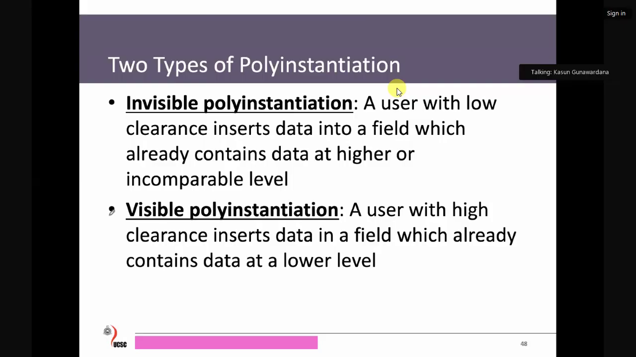So higher users cannot write data to lower levels. That is a key policy in the BLP model. You cannot write down. Therefore, higher users cannot insert data into the lower levels. So it will create a different tuple in a different classification level.